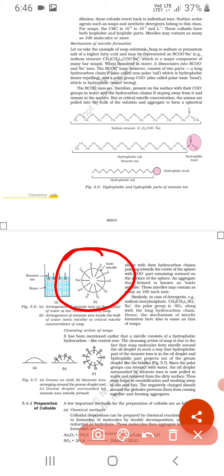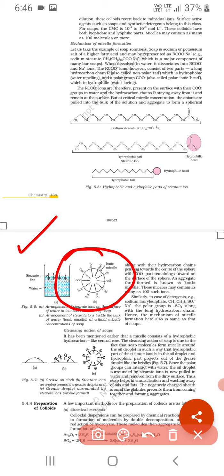Initially, in a beaker, they are not forming aggregates, they are not acting as micelles. But when we use a high amount, they form a ball-like structure in which they aggregate together, and that structure is called micelle formation.